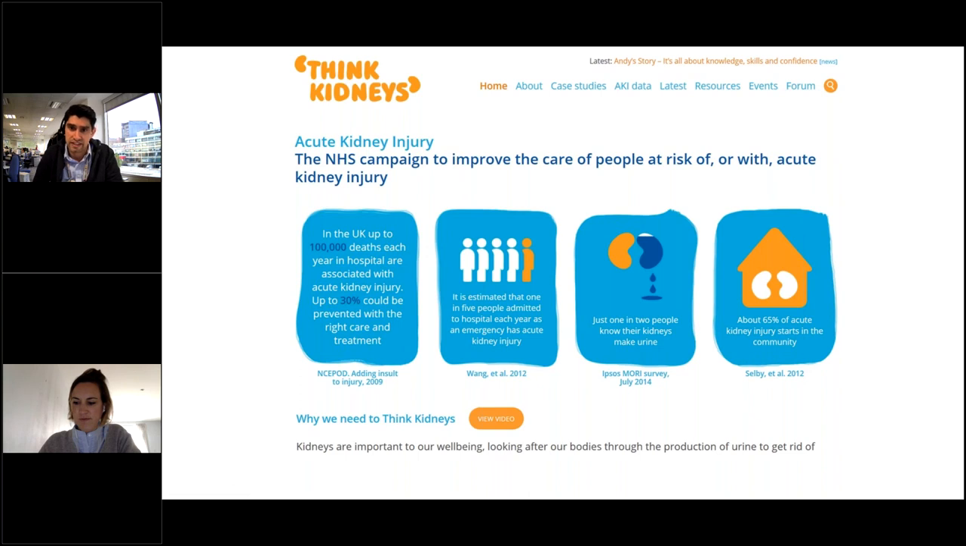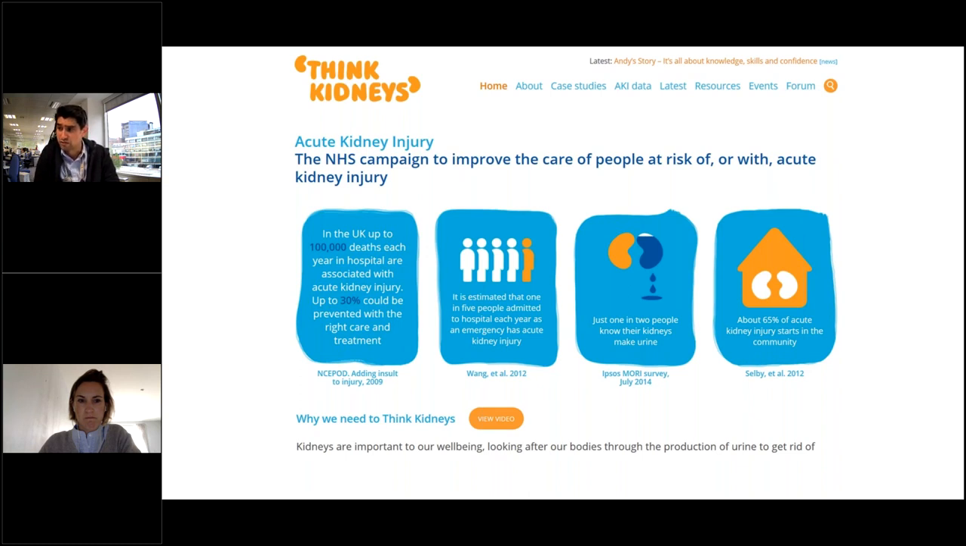And there was a Think Kidney campaign in 2014, which tried to educate the medical profession as well as the public about the importance of acute kidney injury. And I just thought some of these infographics were very, very stark and useful for us to recap. So in the UK, up to 100,000 deaths each year in hospital are associated with an AKI, and 30% of which could be prevented. So these are huge numbers.